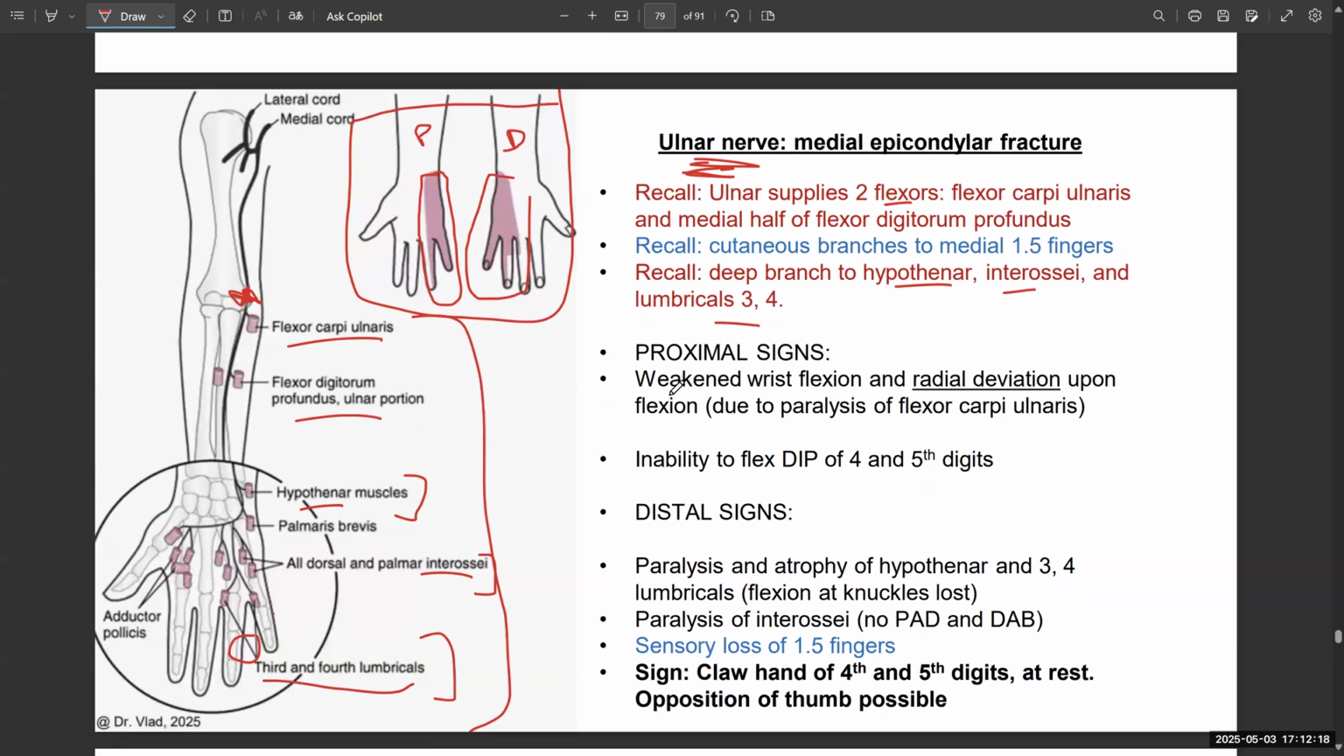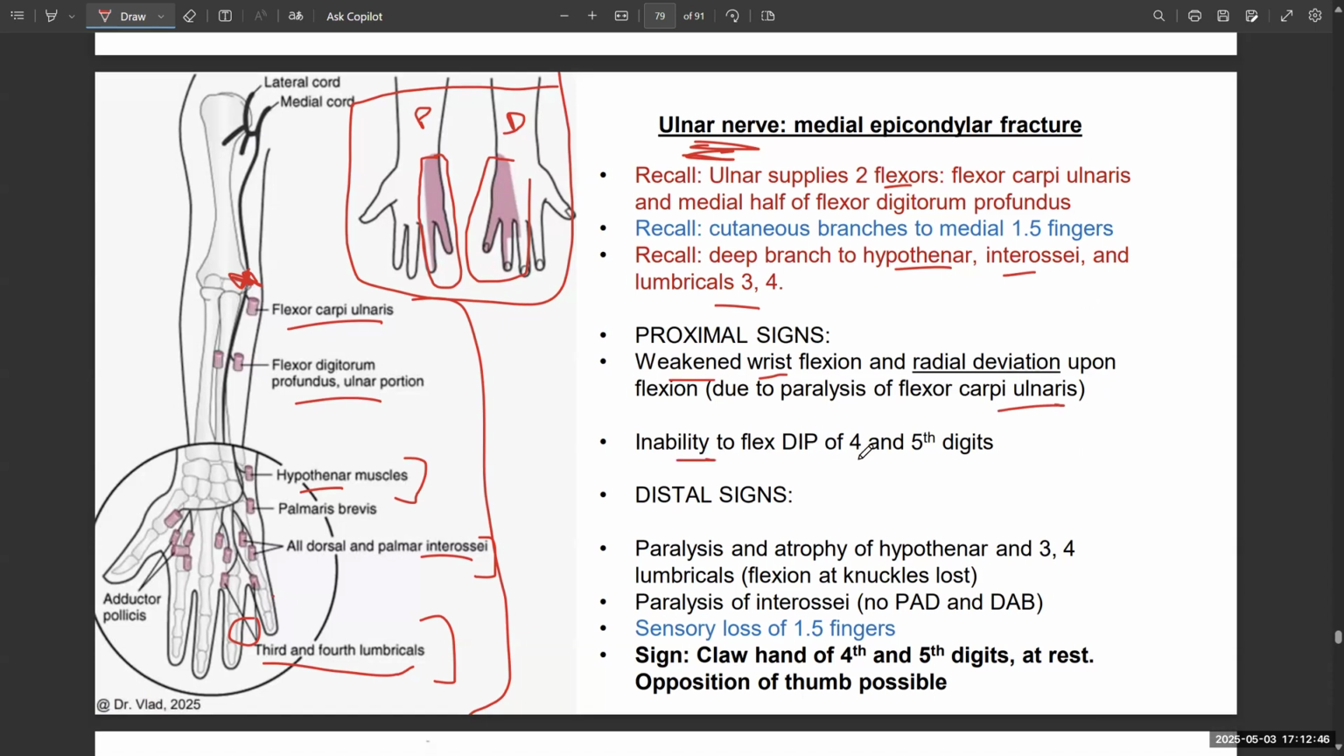So proximal signs, we're going to get weakened wrist flexion and radial deviation upon flexion, because recall that wrist flexion is by the flexors, right? And also, when you lose the carpi ulnaris, you're going to have radial deviation. Your hand is going to move to the side of the muscle that is working. So if the carpi ulnaris is not working, it will not move towards the ulnar side.